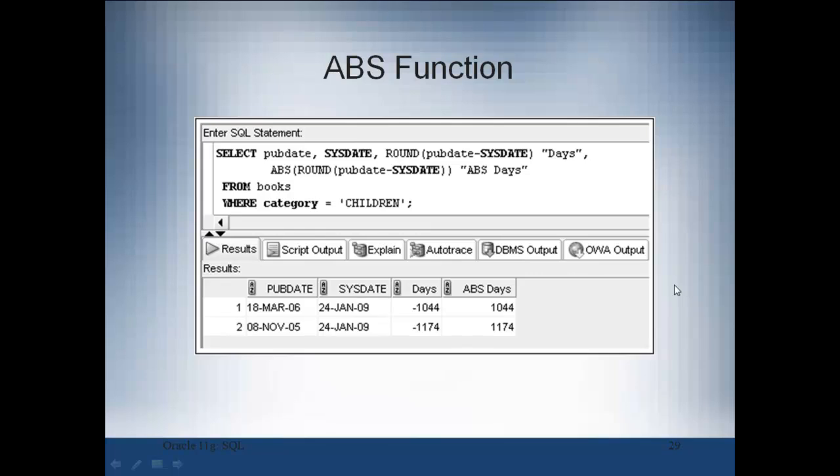Although this example might seem somewhat complicated, the abs function is fairly simplistic. It simply returns the absolute value of a numeric value. This example is simply saying, using the abs function, it nests the round function in it. The pub date minus the sys date, they're looking for a number of days. And the number of days in this particular expression equates to a negative 1044. The abs function simply gives us the absolute or positive value of that data.